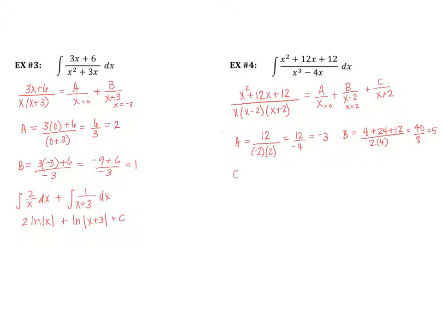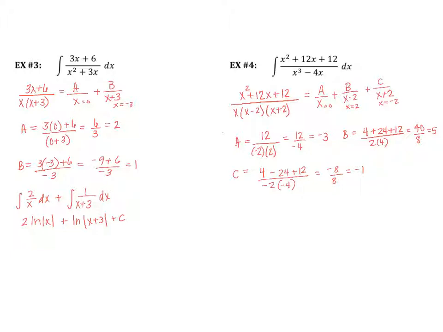And finally, part C, that one we're going to need a negative 2. So substituting in, we're going to have 4 minus 24 plus 12 over, and again we're plugging in negative 2, and so that's going to be negative 2 times negative 4, and so we're going to get negative 8 over positive 8, and that's going to give us a negative 1. So now that we have all of our numerators, we can go through and integrate.